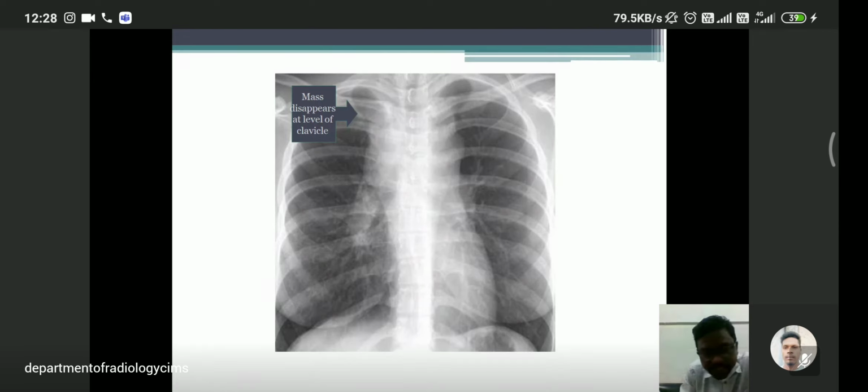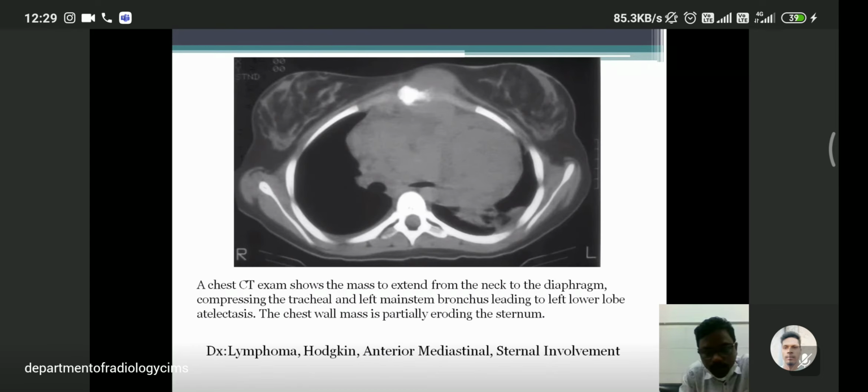So in this chest X-ray, we can see here is the mass in the right paratracheal region, and we can see above the clavicle, the mass disappears. That means it is in the anterior mediastinum and not in the posterior mediastinum. This is the transverse section of the CT, which shows the large mass lesion. That is the case of the lymphoma. Usually lymphoma encroaches all the structures in the mediastinum, and in this case it compresses the trachea also. You can clearly see trachea is compressed.